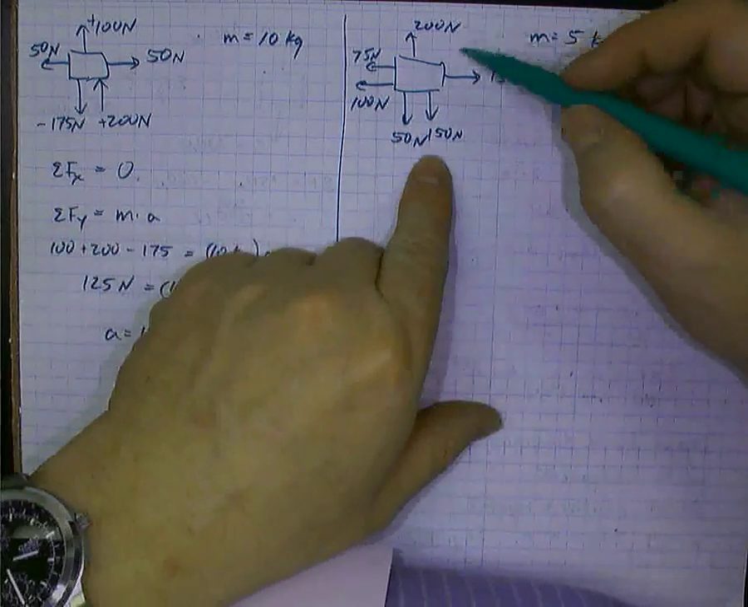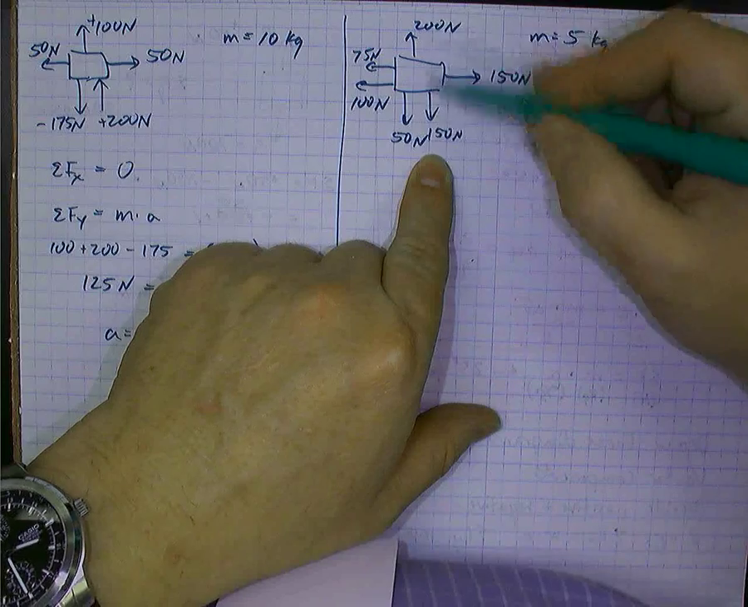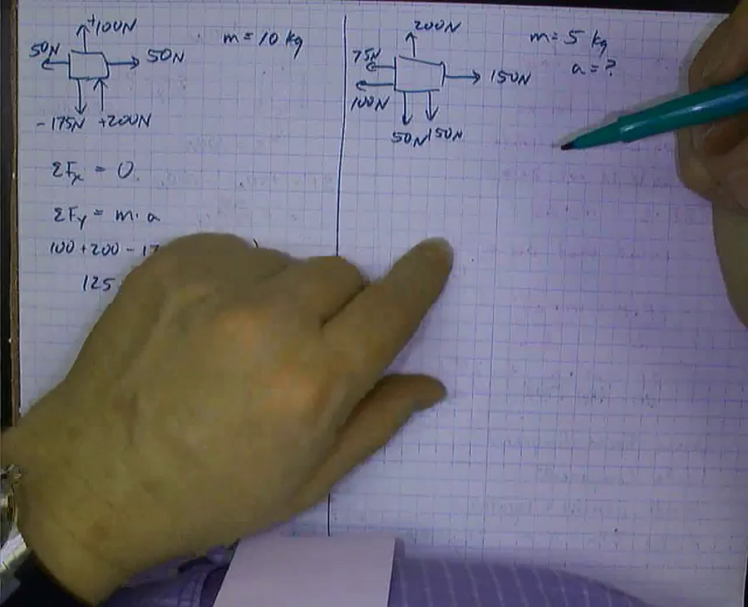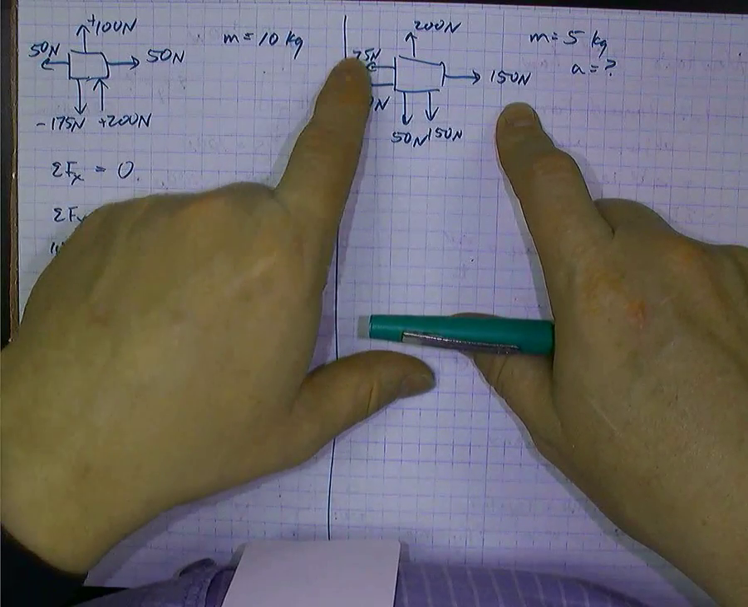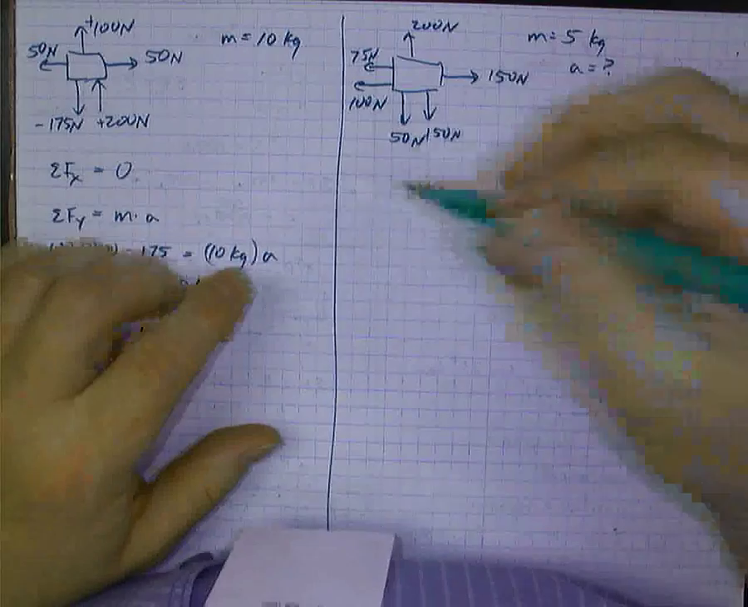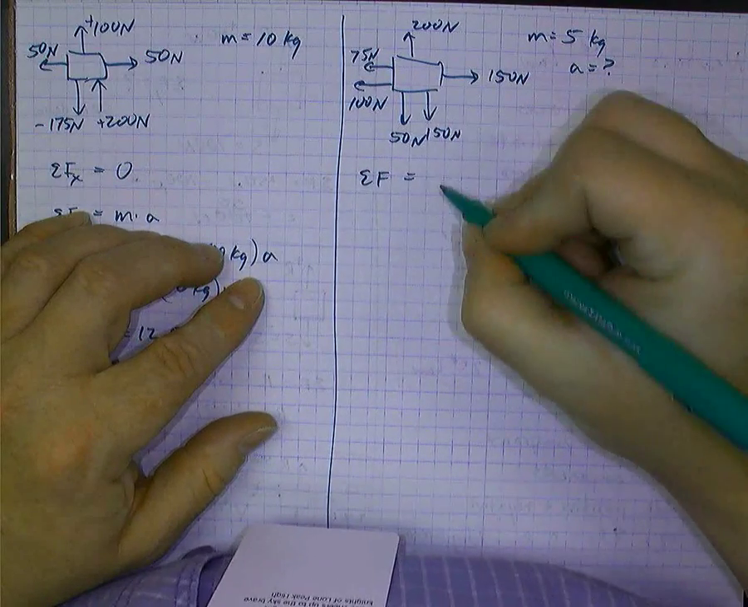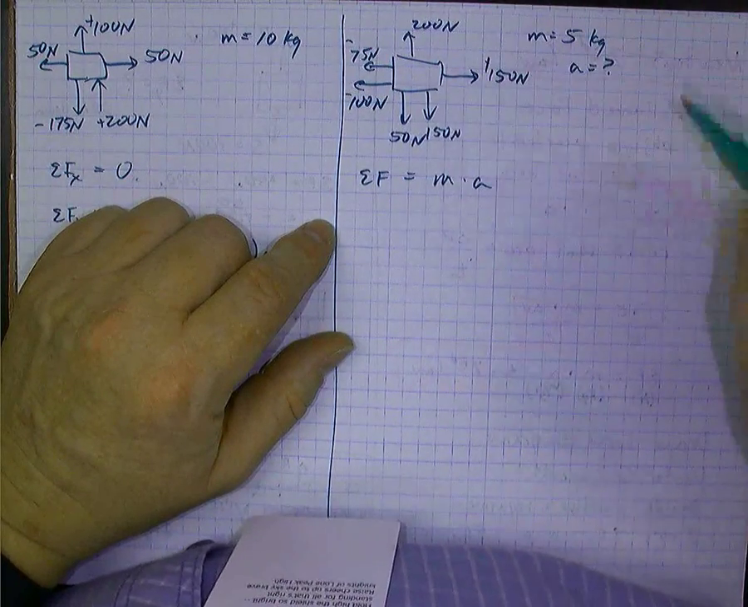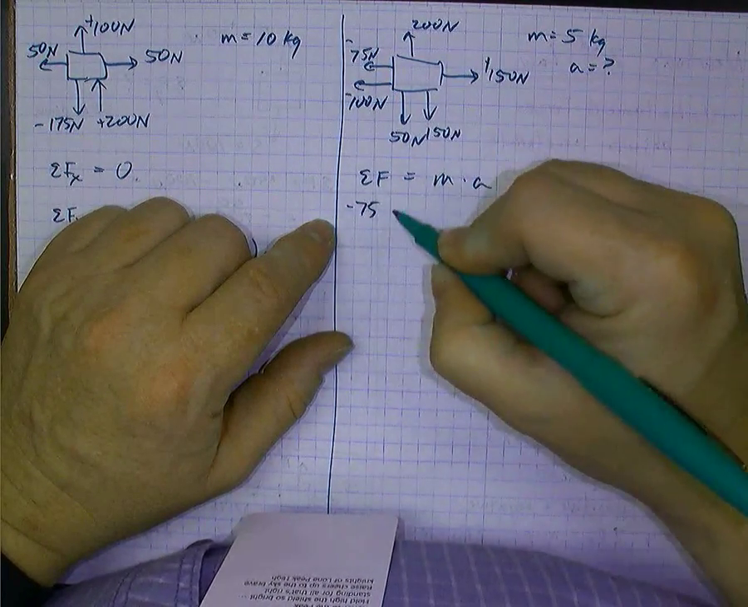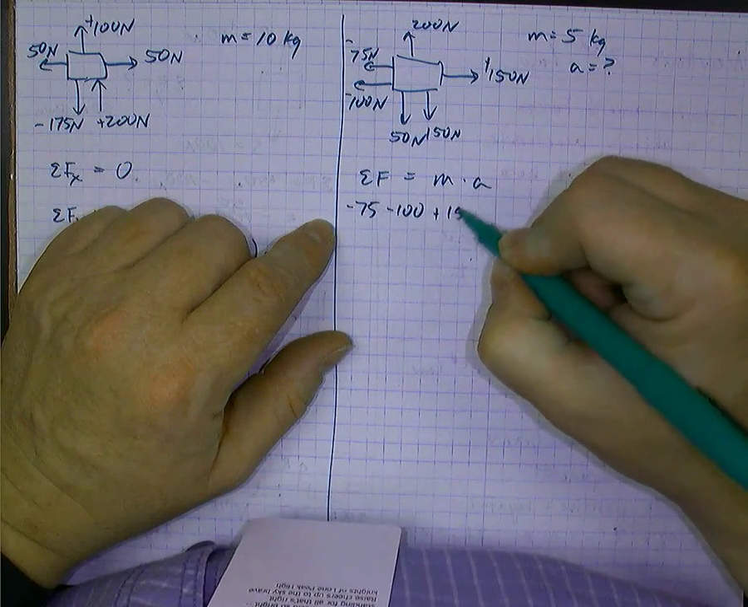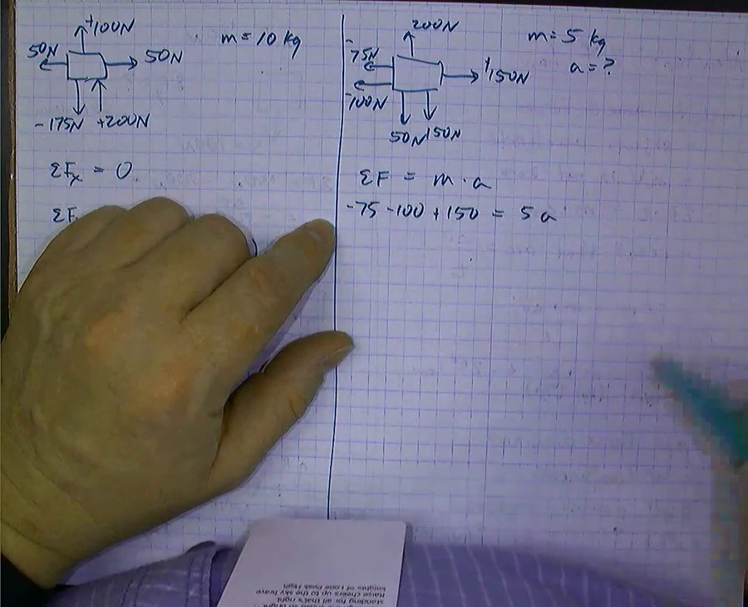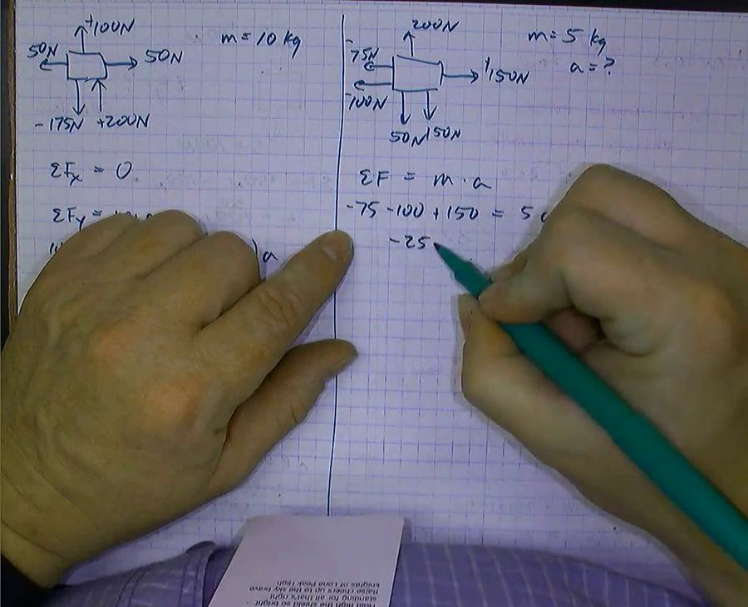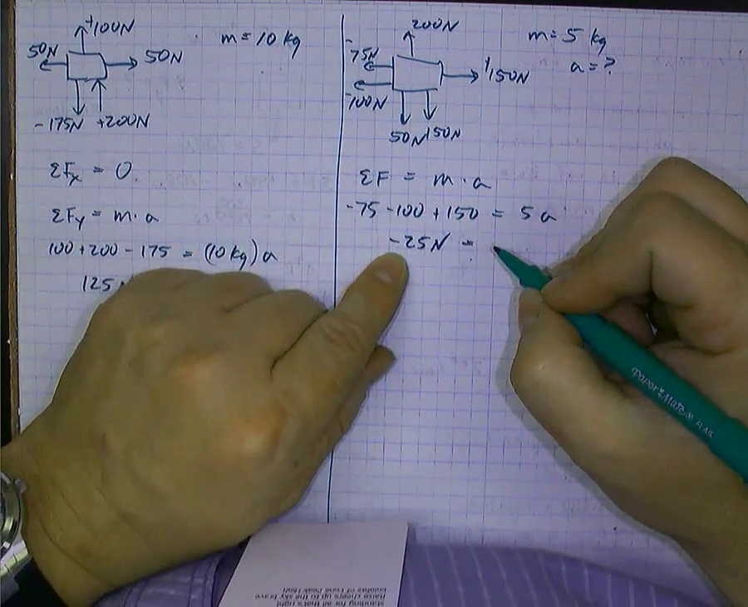So I notice, first of all, that up and down it's balanced. So 200 up and 200 total over here going down. I don't need to worry about the y direction. Side to side, I've got 175 versus 150. So my net force in the x direction will equal mass times acceleration. So negative, negative, positive. Negative 75 minus 100 plus 150 equals 5 times A. So that is negative 25 newtons.